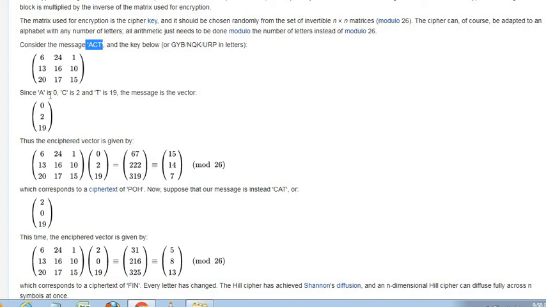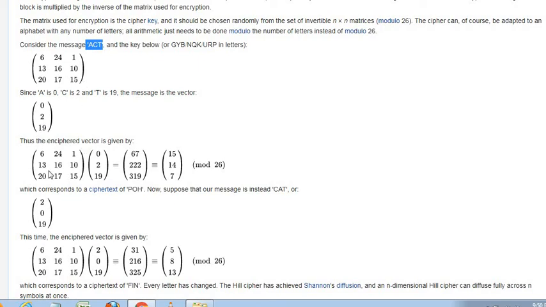Since A represents 0, C represents 2 and T represents 19, it is converted into a matrix, and we are going to solve it by matrix multiplication methodologies. So A is 0, C is 2 and T is 19, so the message vector is 0, 2, 19.